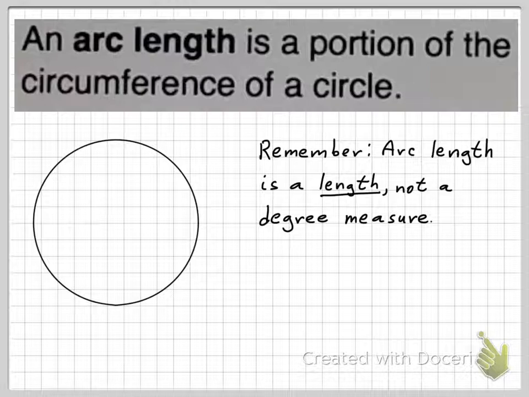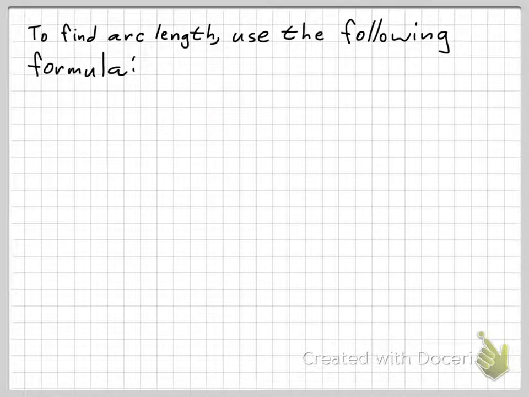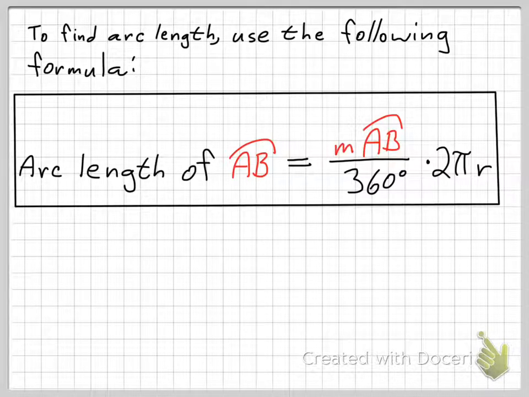To find the arc length, use the following formula. Please write this down. You will be using this. The arc length of AB, arc AB, is equal to the degree measure of AB divided by 360 degrees times 2 pi r.